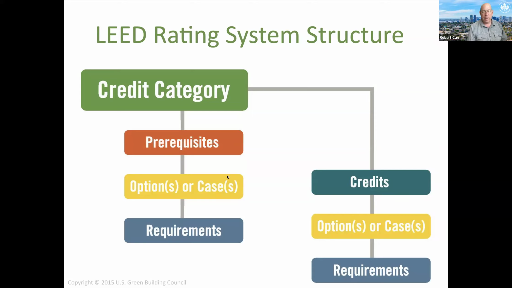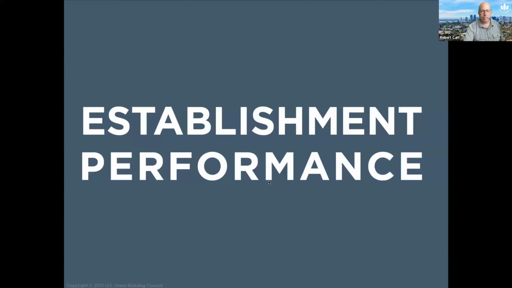The way you meet each credit is that you can choose options or cases that best meet your needs or what you can do, and then you have to meet the requirements. So there are several different pathways to meet the requirements of the credit. Will we also look into regional priority credits? Yep, we'll talk about that. The structure is exactly the same, and I'll show you what that looks like in a second.